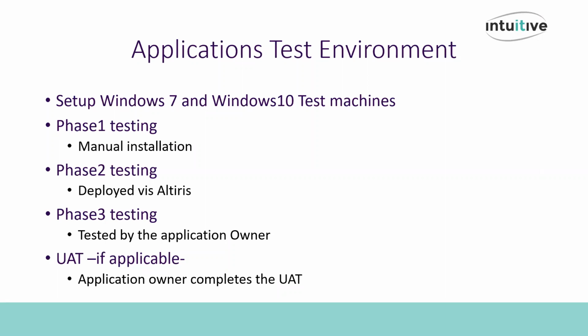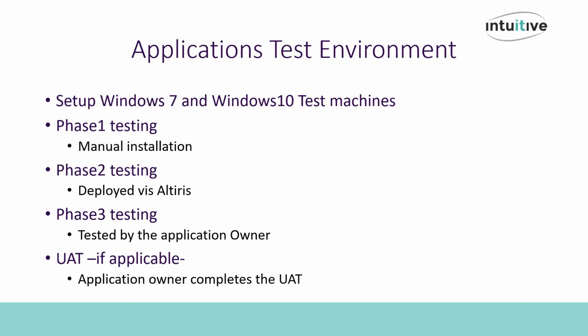In phase 2, I package the installers along with any command lines that are required for the installation. I then deploy the newly packaged software via Altiris to 2 different Windows 7 and Windows 10 machines than the ones that were used in phase 1. And finally, I verify the installation and make sure it completed successfully and that the application functioned as intended.